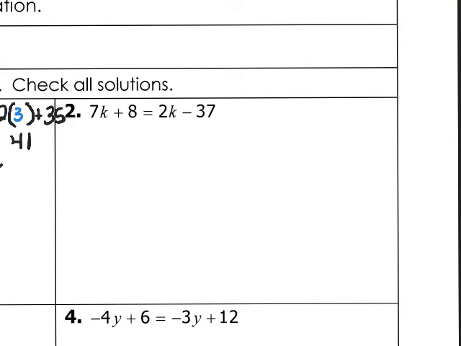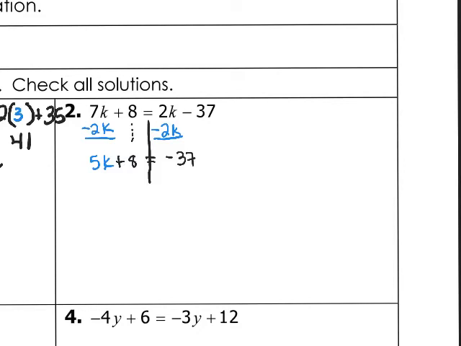All right, let's do another one. So we have all of our steps done where we've simplified. There's no distribution, there's no combining like terms. So now we need to draw our line, and we need to move all of our variable terms to one side. Bring down the plus 8 and keep the negative 37.